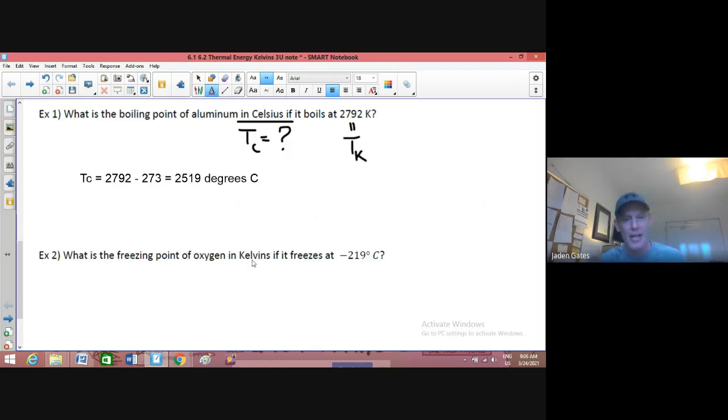Just generally doesn't get that cold because the freezing point of oxygen in Celsius is negative 219, which obviously we couldn't live in because we couldn't breathe liquid oxygen. All right, so there's our TC. What we're looking for this time is the opposite, our TK, our temperature in Kelvins.